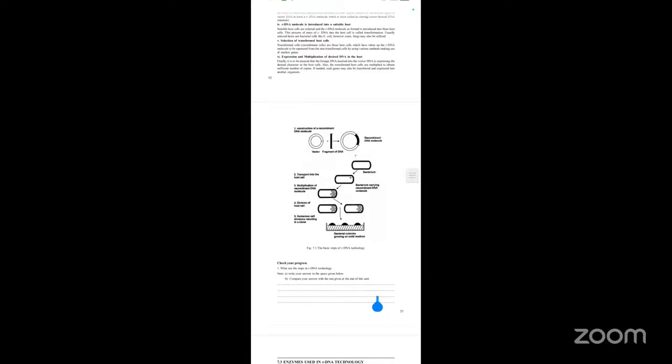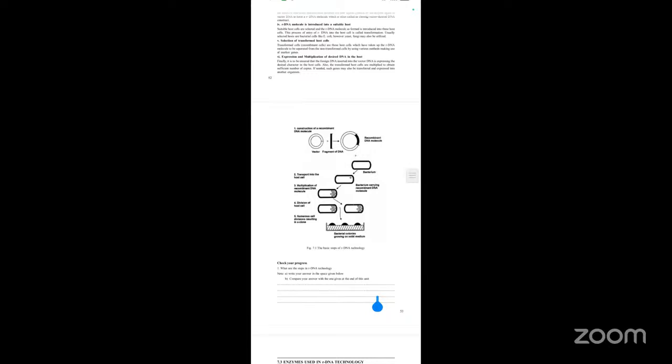Vector mediated methods are the indirect gene transfer methods. The above are the direct gene transfer methods, chemical and physical. In the chemical method, mainly they use PEG. The physical methods are electroporation, the shotgun method, and different types of methods.